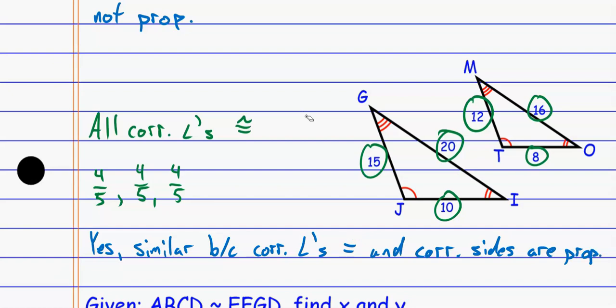Not happy with that symbol. And since these are similar, let me write a similarity statement. So I'm going to call the first one triangle GIJ. And I'll say that's similar to, I've got to make sure that I label this properly, so it's going to be MOT. Okay?